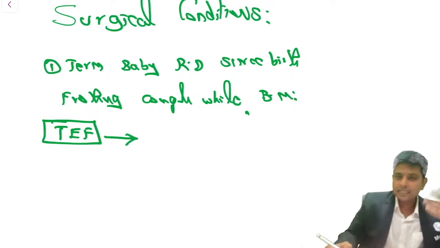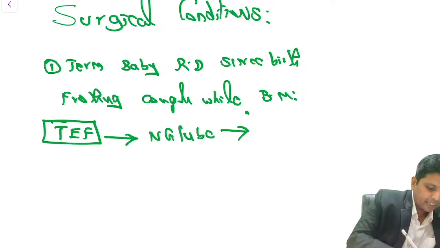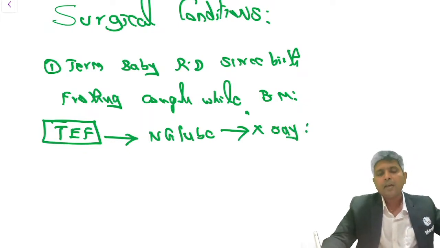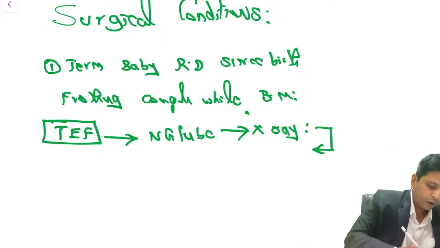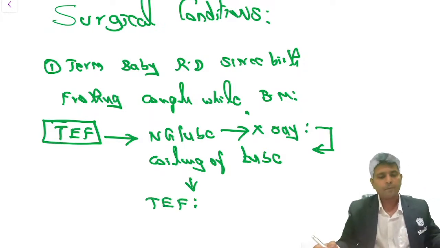What is the next step that you need to do? You need to put an NG tube and you need to take an X-ray. Never ever take an X-ray without an NG tube in situ in cases of neonatal respiratory distress. And if you see a coiling of the tube in the neck, it indicates it is a case of tracheoesophageal fistula.